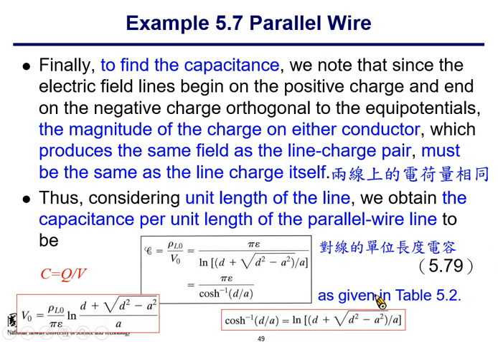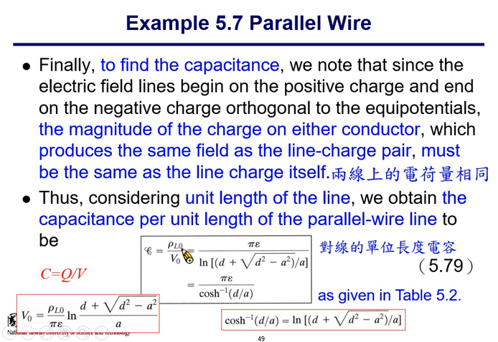Now we have the expression for the voltage difference. We can find out the total charge per unit length, that is the line charge density, rho L0. So according to the definition of capacitance here, you have the expression for per unit length capacitance.